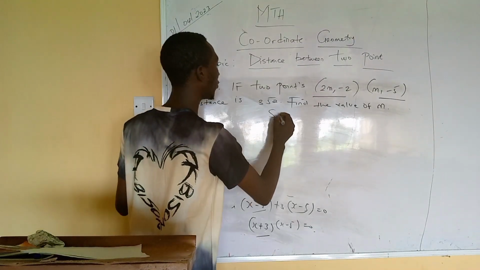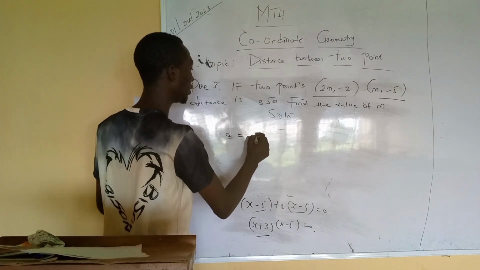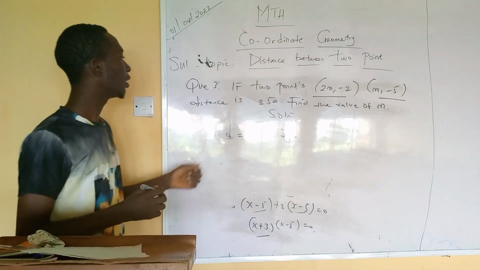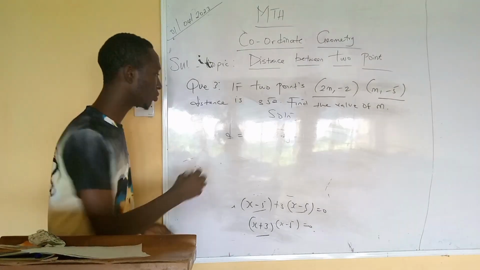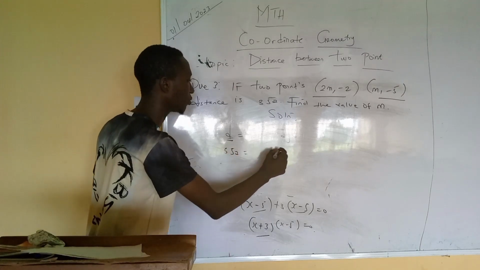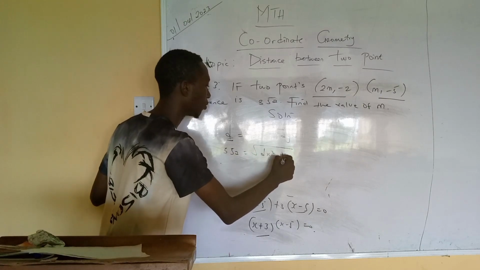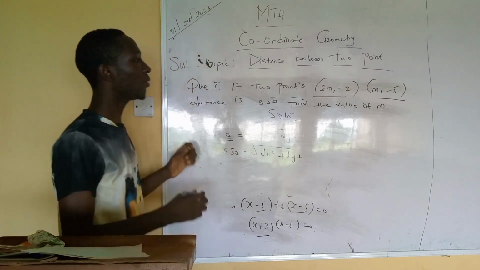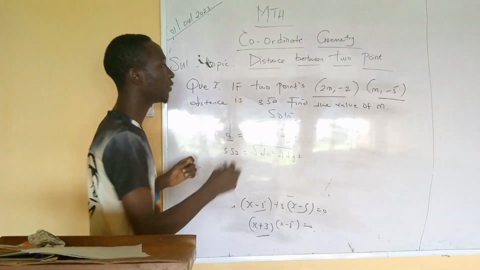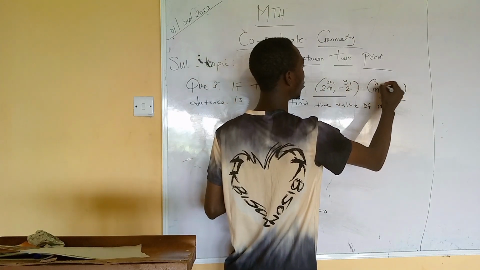Now you recall the formula for the distance between 2 points. D equals root of change in x squared plus change in y squared. Now they told you the distance is 3 root 2. So 3 root 2 equals root change in x squared plus change in y squared. Now we have to look for change in x and change in y. To get your change in x and change in y, you have to label this bracket x1, y1, x2, y2.